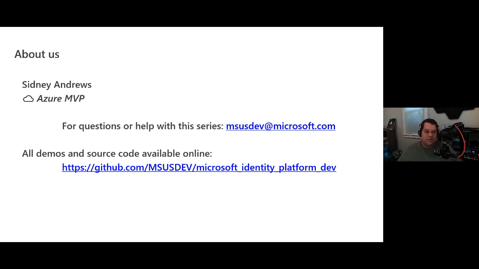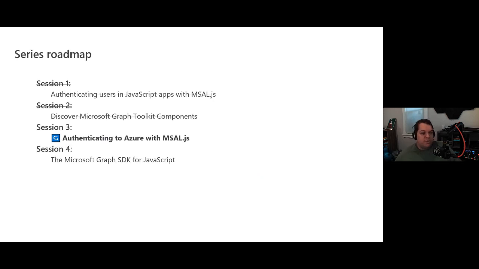So this is our roadmap. In the first session, we talked about how we can authenticate users in JavaScript applications using MSAL.js libraries. Had a lot of fun. We're really going to build on that today. In our second session, we took a little bit of a detour and talked about the Microsoft Graph Toolkit, which is just a really cool way, if you don't want to write as much code, to integrate with the Microsoft Identity Platform and MSAL. But today, we're going to go right back to the super dev, super tech-heavy stuff and talk about how we can authenticate to Azure services using MSAL.js.